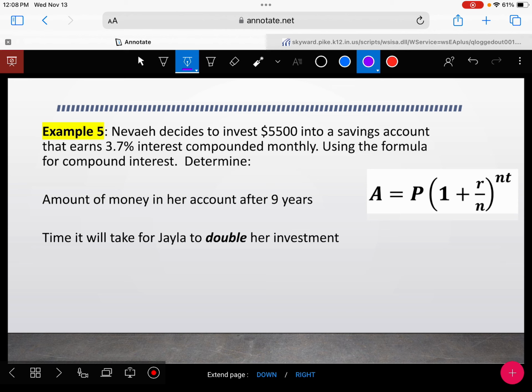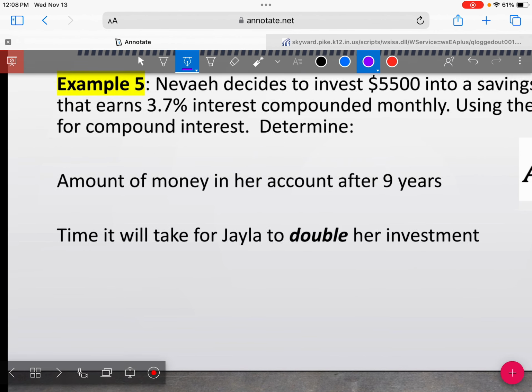Okay. So now we got Nevaeh. This is a two-part question. First, we need to figure out how much money is in her account after 9 years. So you're going to try to find A. And then we need to figure out how long it's going to take her to double her interest. So this is a two-part question. So go ahead, find part A. That's the easy part.